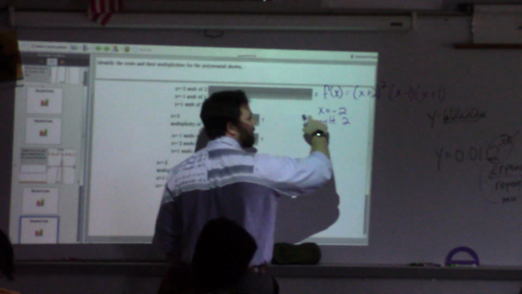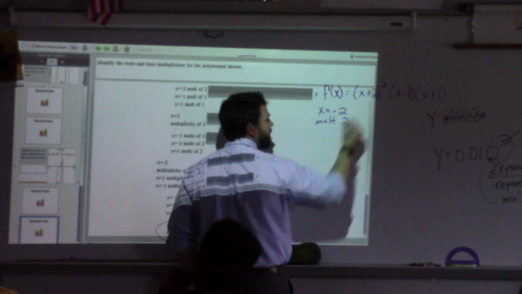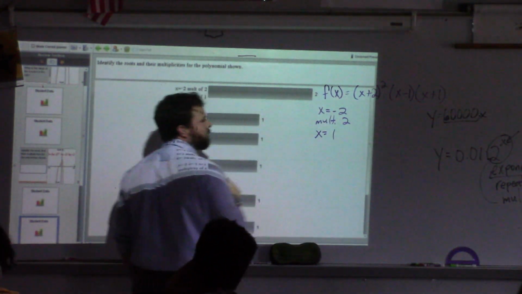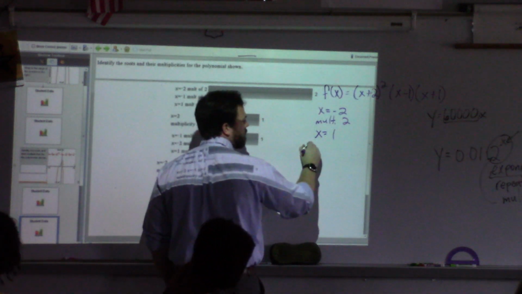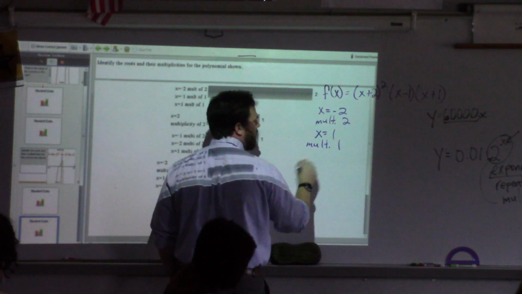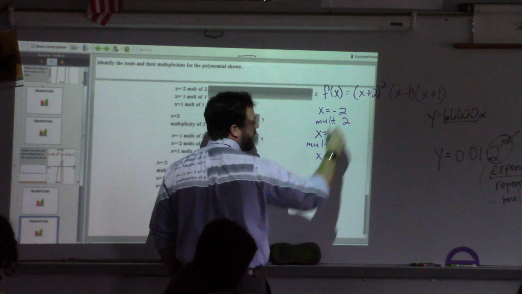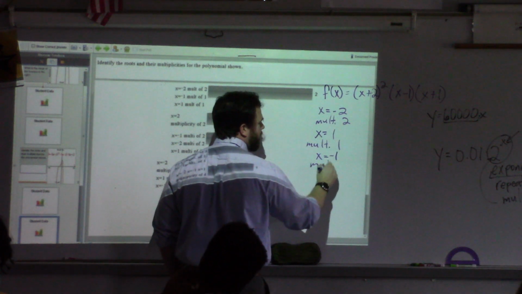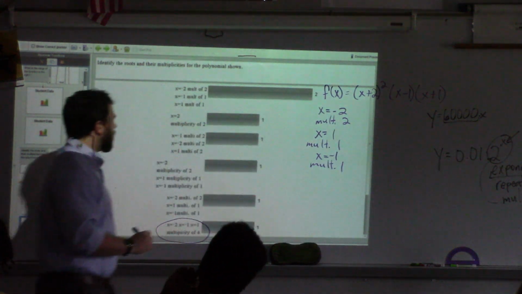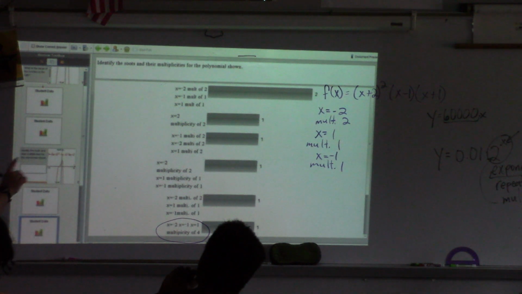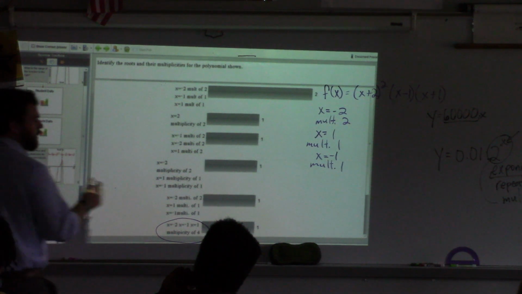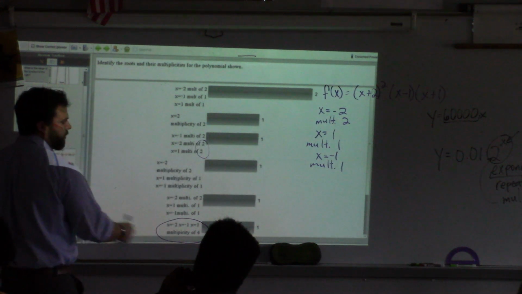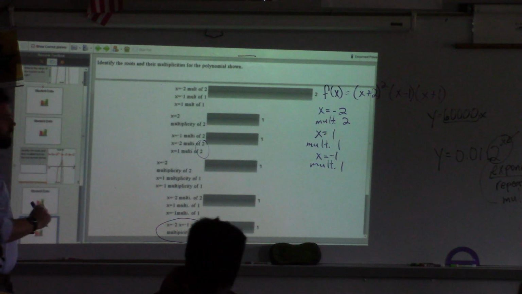So x equals negative 2, that's a root, it shows up twice. X equals 1, that's a root, it shows up once, multiplicity of 1. And x equals negative 1 from the last one, multiplicity of 1. So a lot of us were there or very close to there. Any questions about any of those? And why those multiplicities are 1, right? So we see a couple here where we thought it was 2, multiplicity of 4.